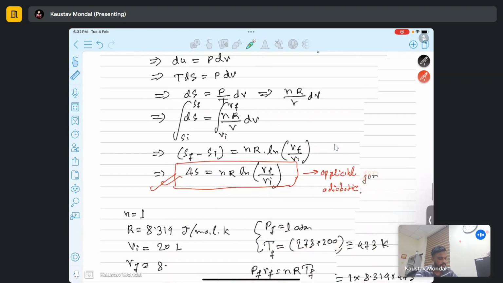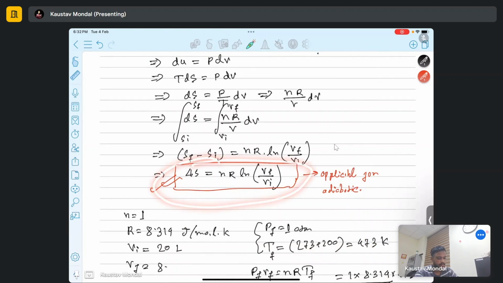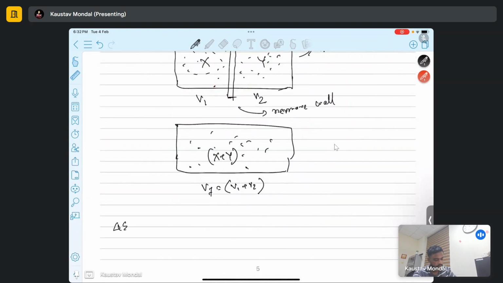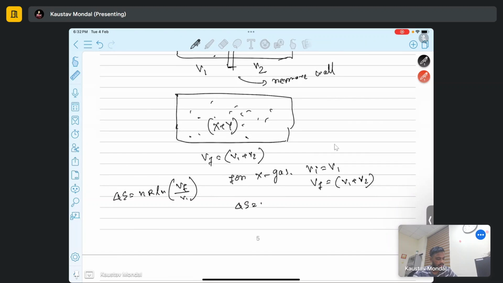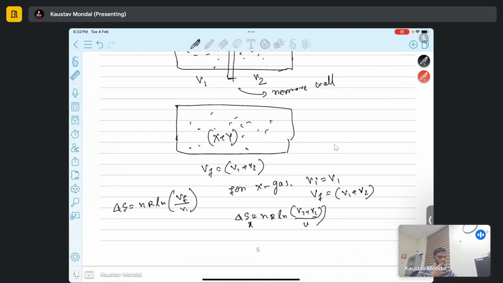For an isolated system, this will be the change of entropy. Let me write this once again: delta S will be nR ln Vf by Vi. Let's suppose for X gas. Initially the volume Vi is V1 and the final volume Vf is V1 plus V2, right? So delta S for X will be nR ln (V1 plus V2) by V1. That means for X there is a change in entropy.